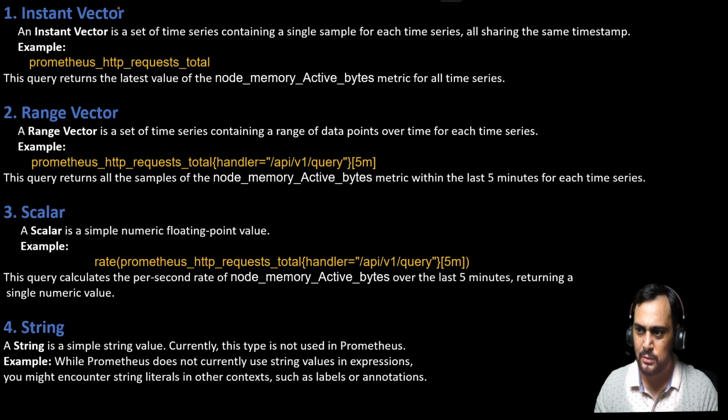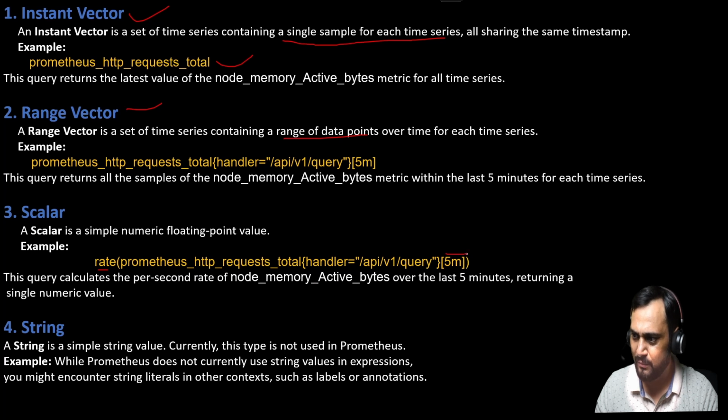So let's move here. Here I have already mentioned the instant vector. What can you use here? Range vector. The range vector is a set of time series containing a range of data, and here it's a single sample for each time series. What is scalar? We can use rate. This query calculates per second per node. This is 5 minute. This is my scalar. And string, as I said, is not used as of now.